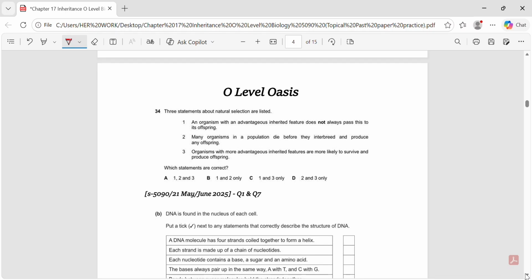Next, we have 3 statements about natural selection, and we are asked which ones are correct. The statements explain that an organism with an advantageous inherited feature does not always pass it to its offspring, that many organisms die before they reproduce, and that organisms with more advantageous features are more likely to survive and produce offspring. The correct answer is A, statements 1, 2, and 3.